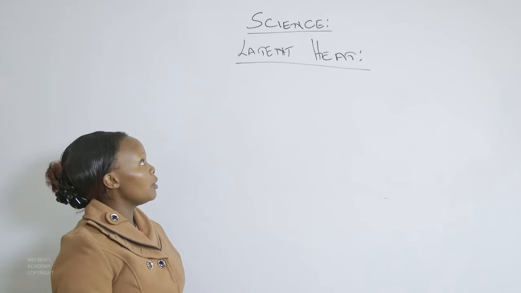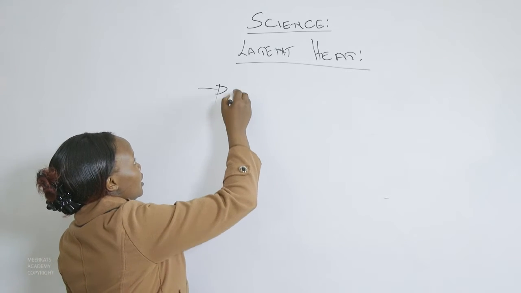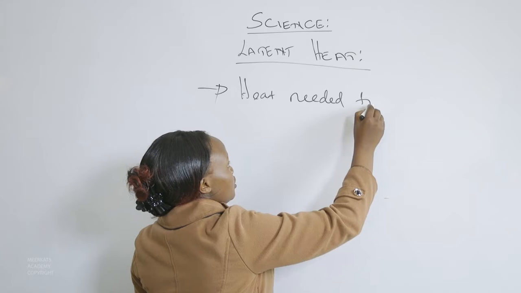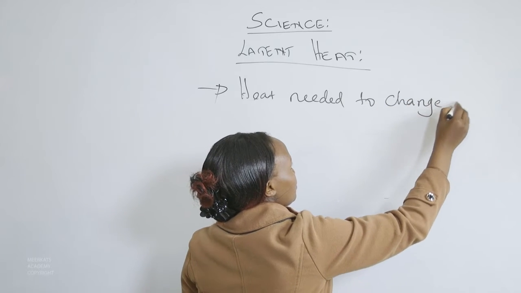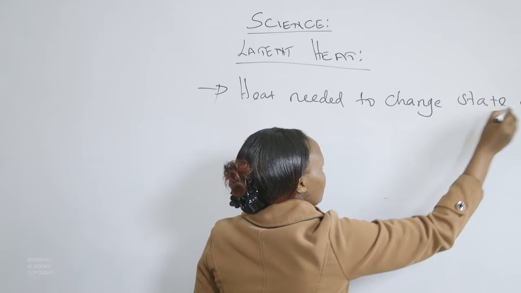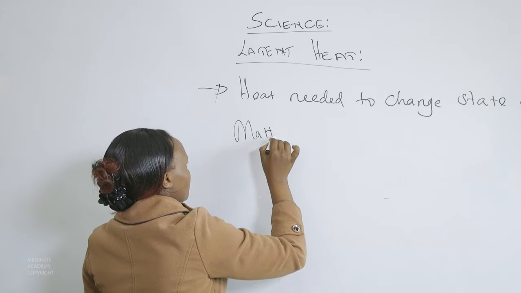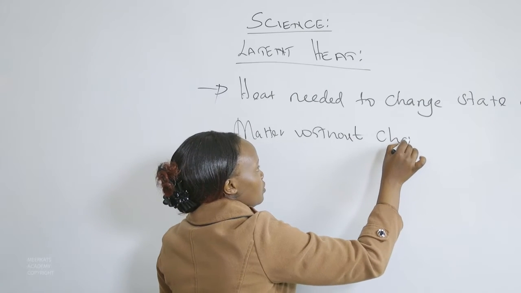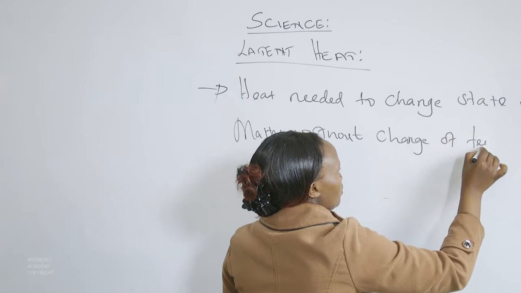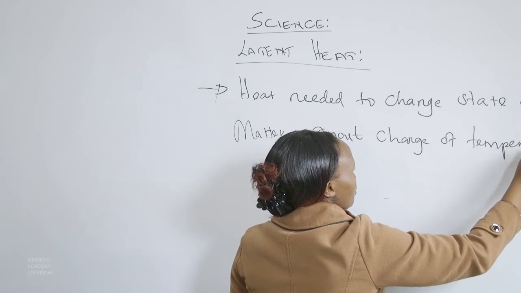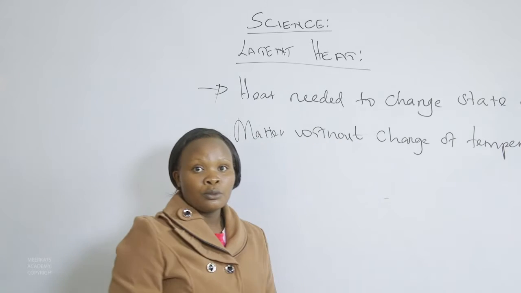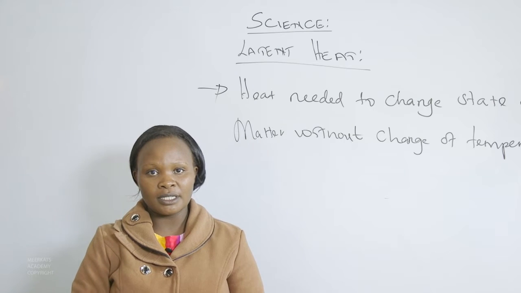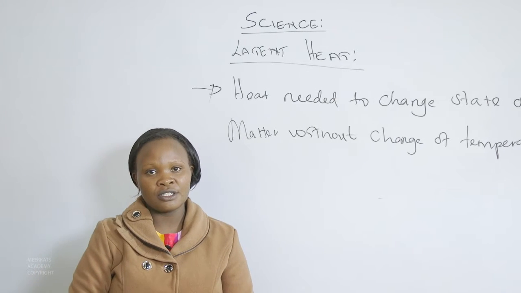Just to bring you up to speed, we said that latent heat is that heat needed to change the state of matter without change of temperature. We said that latent heat is that heat that we are going to need in order for us to change the state of matter without realizing change in temperature.